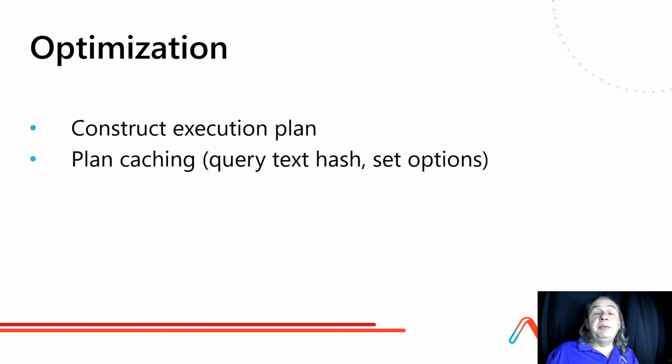That query plan is stored in the cache based upon a hash value on the query text. It's also important to note that the so-called set options, so set ANSI nulls on or off or things like that, will impact the optimization process. Therefore, those become an important attribute that gets stored in the plan cache, and if those attributes change, then it needs to go through the optimization process again to make sure that it's finding the best query and the most correct query for that particular set of situations.